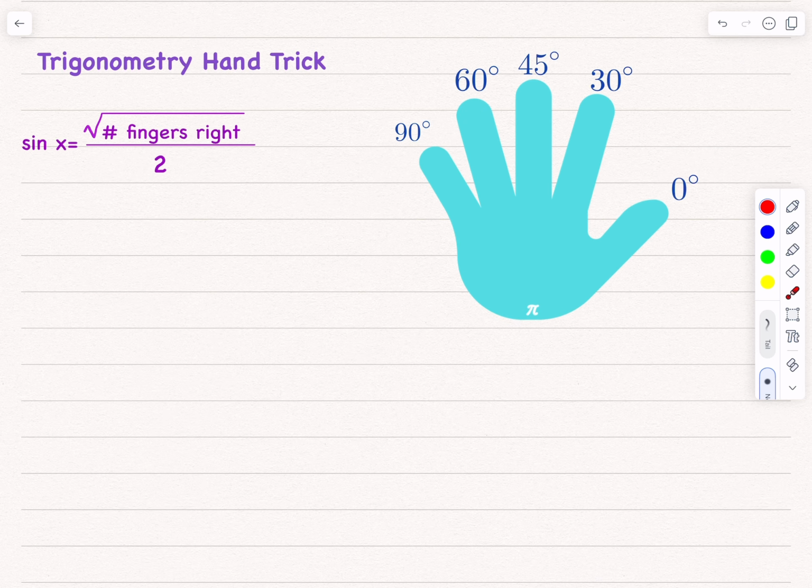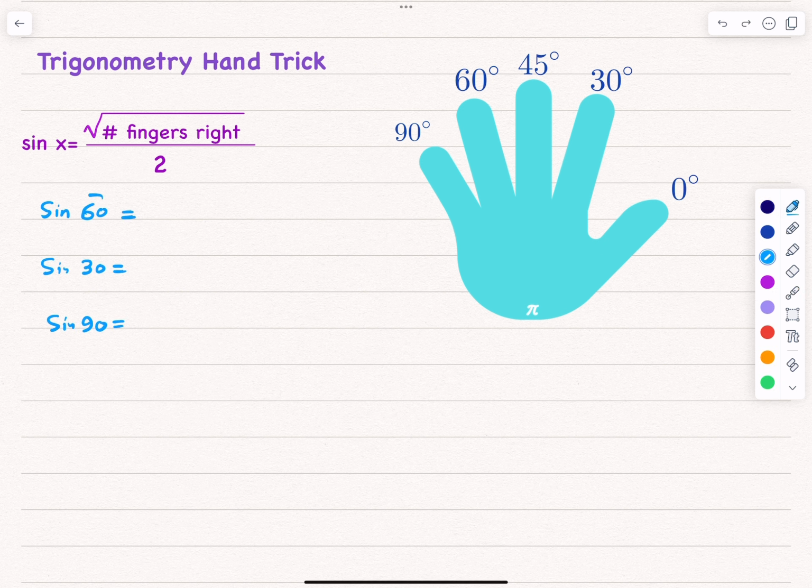Hello everyone! In this video we're going to be learning an interesting hand trick to find the main trigonometric ratios of these main angles. Let's now start with sine x. To calculate sine of an angle x, it will be the square root of the number of the fingers on the right of the angle divided by 2. To clarify this, we will have some examples.